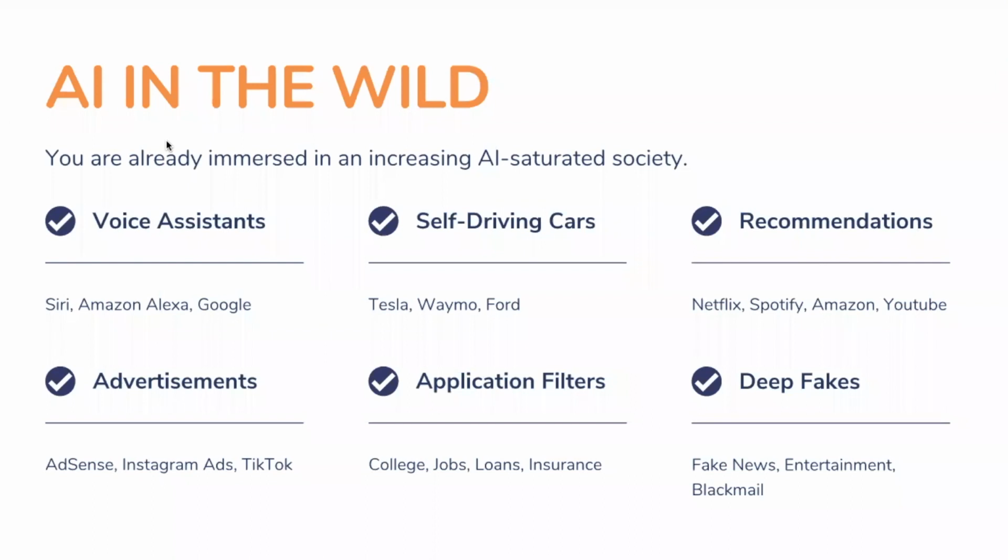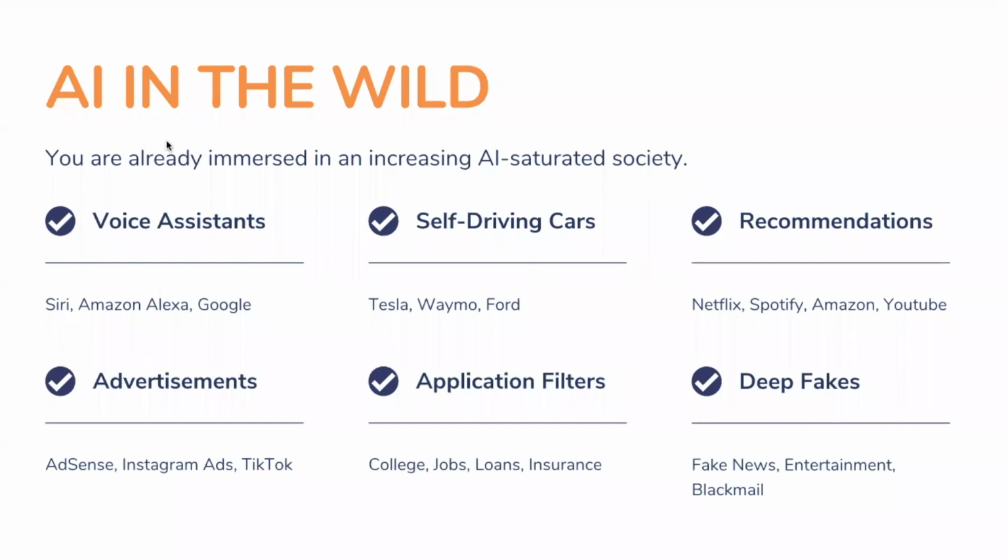And similarly, advertisements are also a very big example of artificial intelligence. Companies include AdSense, Instagram ads, and TikTok. These platforms have very curated algorithms that also learn from the data and watch behavior of its users to curate very specific advertisements for them.